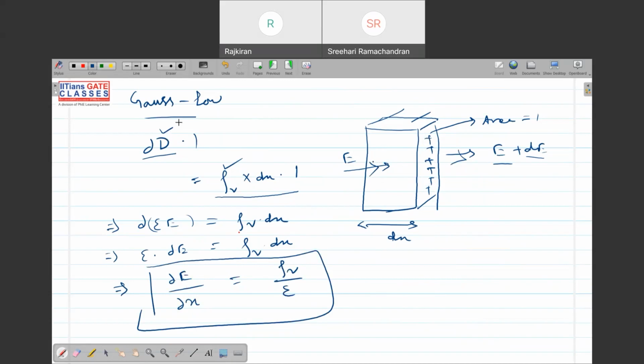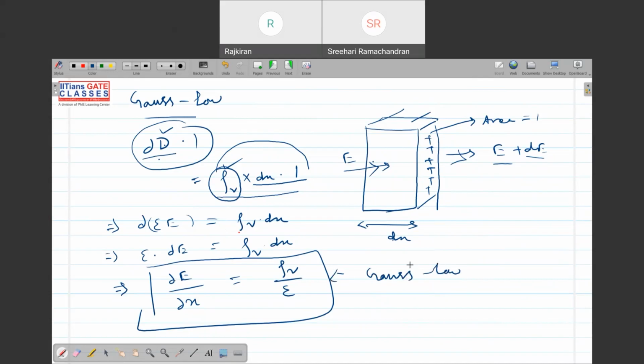The total flux increase is equal to flux per unit area into area, equal to the total charge in the volume. Charge is the volume charge density, charge per unit volume, into dx into 1, which is the volume. So this will give me the total change of electric field per unit distance. This is nothing but the gradient of flux. We call this Gauss law.